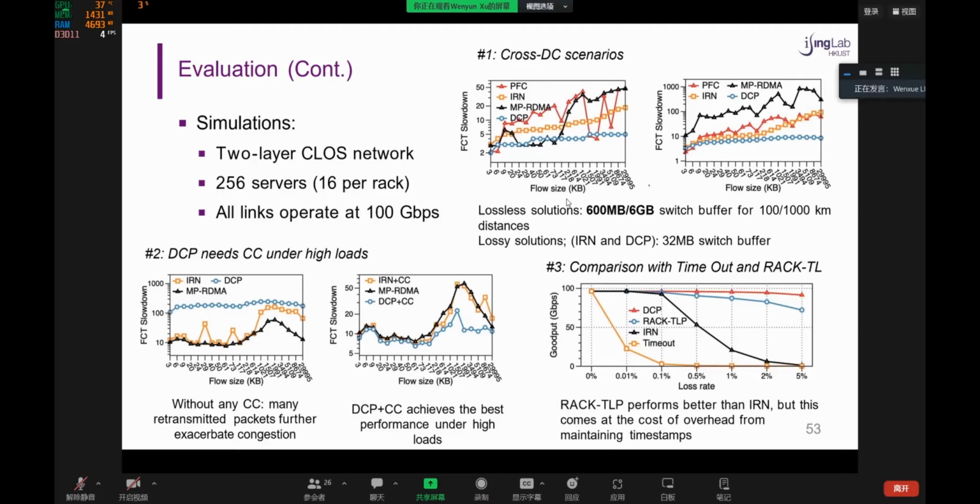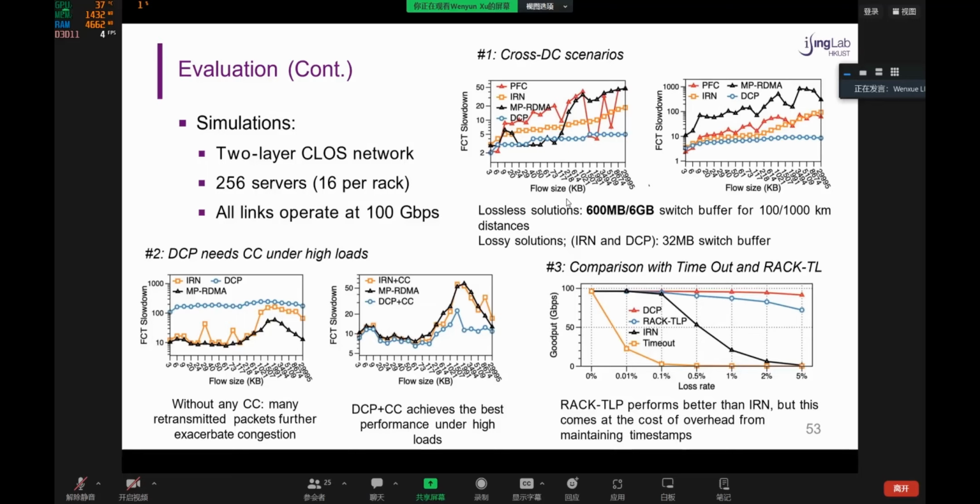Yeah, thanks. That's a very good question. Actually, DCP was inspired by UEC, because UEC mentioned in its specification that it includes a packet trimming function in the switch, but UEC didn't mention how to utilize the packet trimming function for the RDMA NIC. So we were inspired by UEC, and we tried to think about how to utilize this packet trimming function for the RDMA network. So that's why we designed DCP.